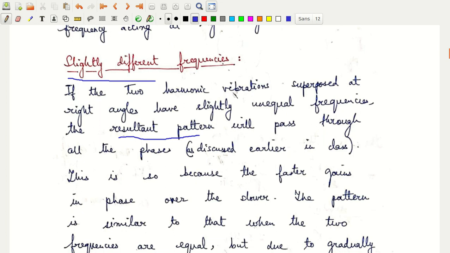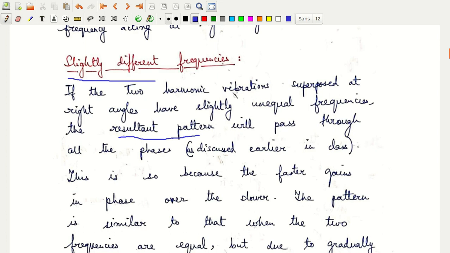Earlier we saw that we take two simple harmonic motions and superpose them, and both of the simple harmonic motions act at right angles and have the same frequency. After superposition we saw mathematically how the resultant behaves, and from that we also saw the pictorial representation.